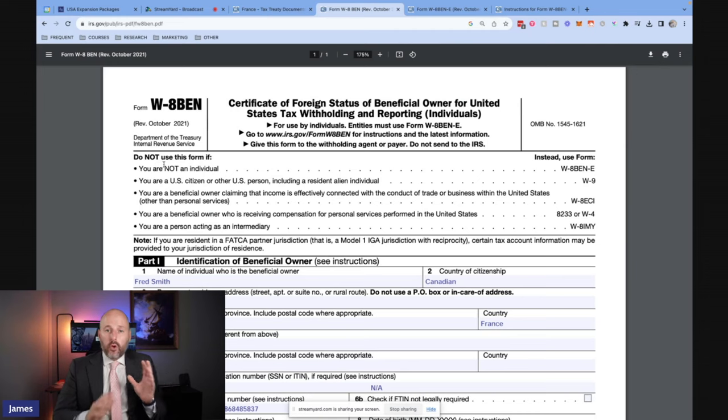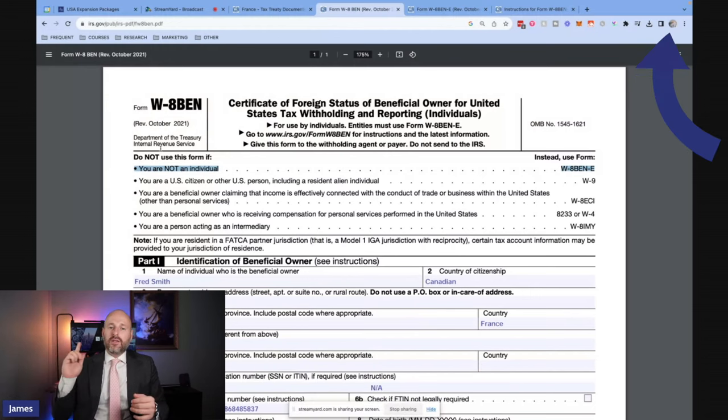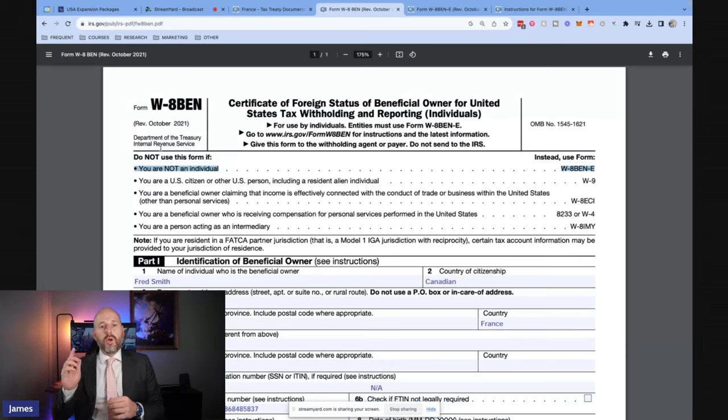I want to go over first who's required to file and complete this form. If you are not an individual, that is, if you're a foreign corporation, a non-US corporation, or some other kind of company or entity that is receiving the payment, then you should not complete this form. You should complete W-8BENE. And I have a button above that'll take you to the W-8BENE video, which is for entities. So if we're talking about a foreign corporation that owns a US LLC that's receiving the payment, you should technically be completing the form W-8BENE.